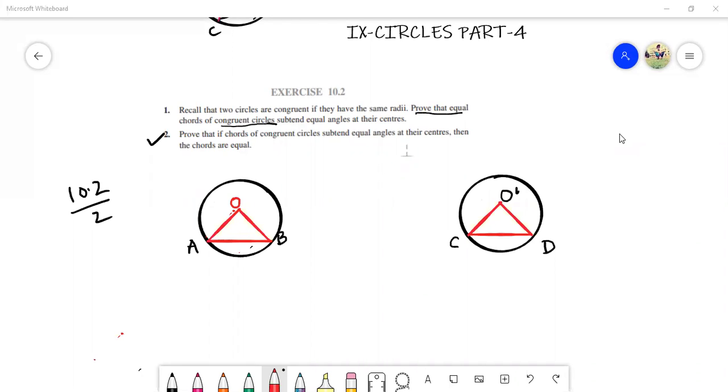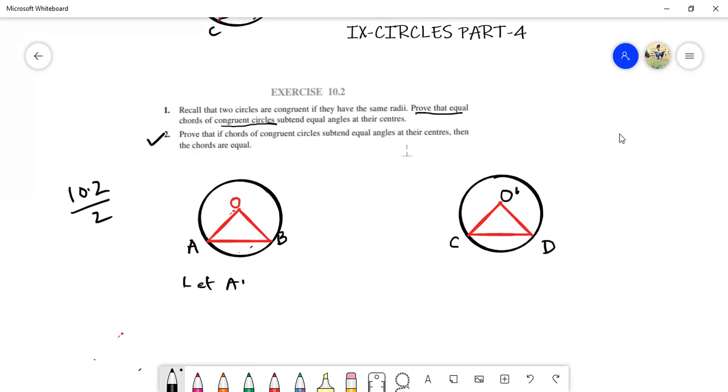So part 4, circles, we have to do now. 10.2 question number 2. Question number 1 we did. In question number 2, if chords of congruent circles subtend equal angles at their centers. So here angles are equal, means these are the two chords. AB and CD are two equal chords in these circles.